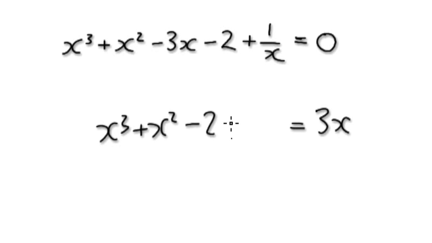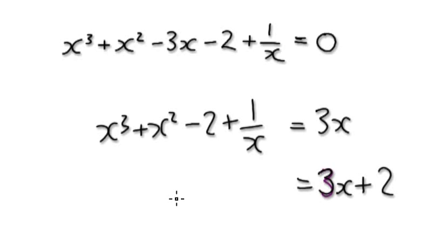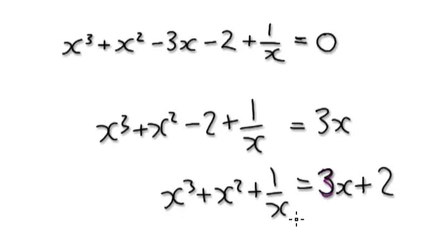And then you've got minus 2 plus 1 over x. Now add this term to both sides. Well, we'll add 2 to both sides. So it will be this. Hang on. It would be 3x plus 2, and then here you would have 3x plus x squared plus 1 over x.